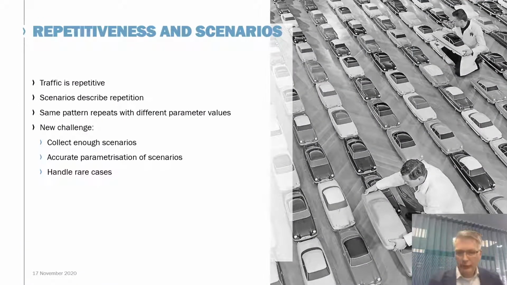The good thing about scenarios is that they actually describe the repetitiveness in traffic, and they do so with different parameters for each observation. There is a scenario category that very powerfully describes what's happening on the street. So if, instead of driving millions of kilometers, we turn to scenarios, we have 3 challenges. We need to collect enough scenarios, we need to do accurate parameterization, and we need to handle rare cases.